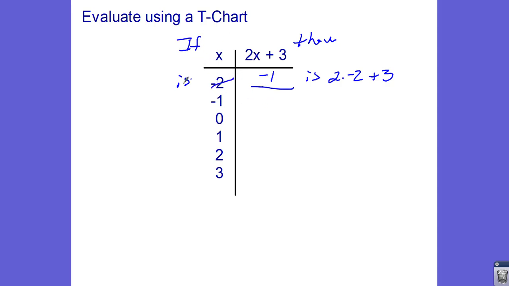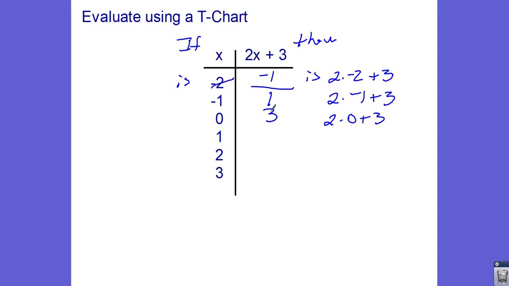If x is negative 1, then 2x plus 3 is what? So now our x value changes. We go 2 times negative 1 plus 3. So 2 times negative 1 gives me negative 2. Negative 2 plus 3 gives me a positive 1. Okay, so now those two x values are gone. So now we go to the third one. If x is 0, then 2x plus 3 is what? Well, 2 times 0 plus 3. 2 times 0 is 0 plus 3 gives me 3.